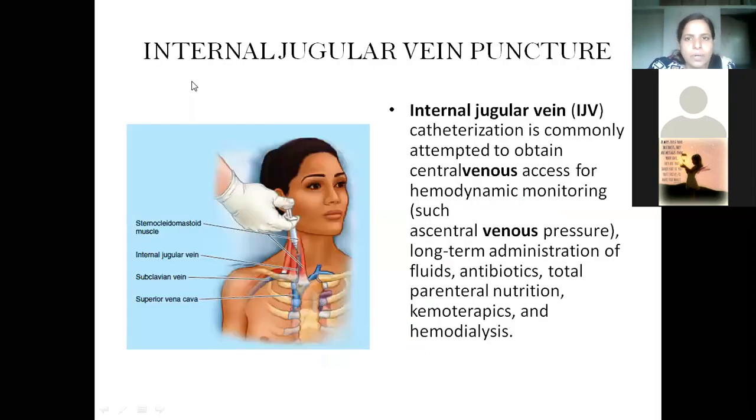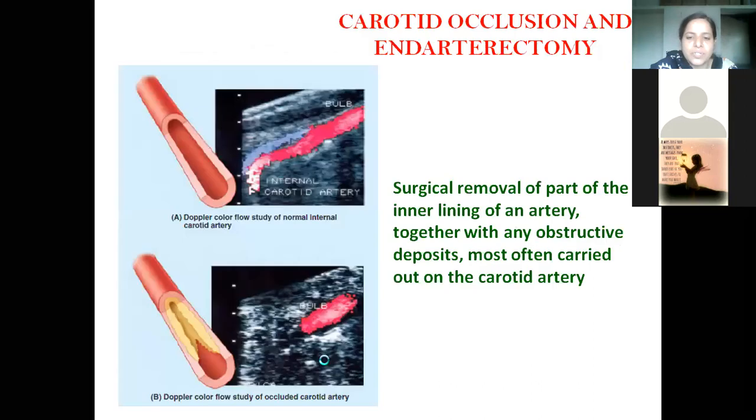Okay. So the internal jugular vein can be punctured very easily because it is a very accessible point. In order to check the venous pressure, sometimes we can give antibiotics and fluids also, if the person is on complete parenteral nutrition.